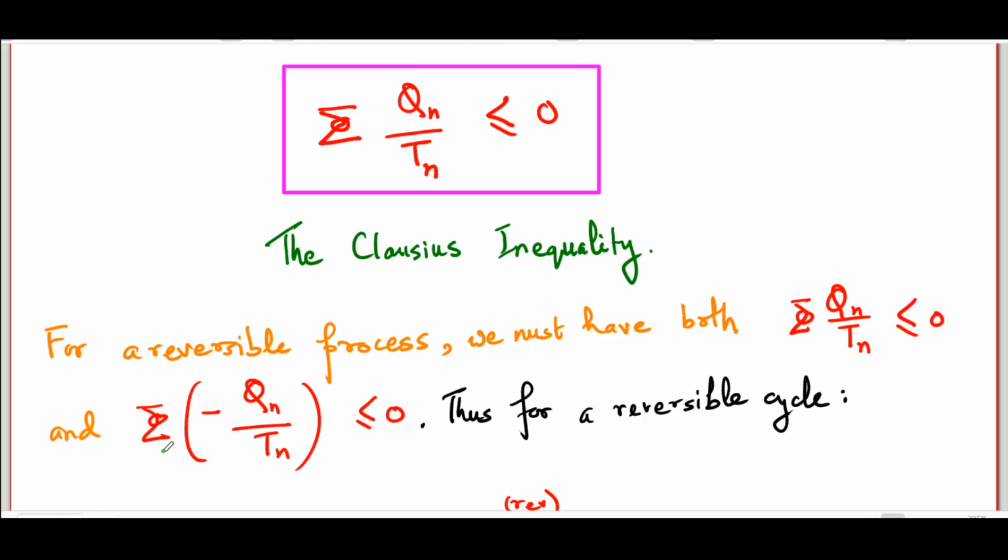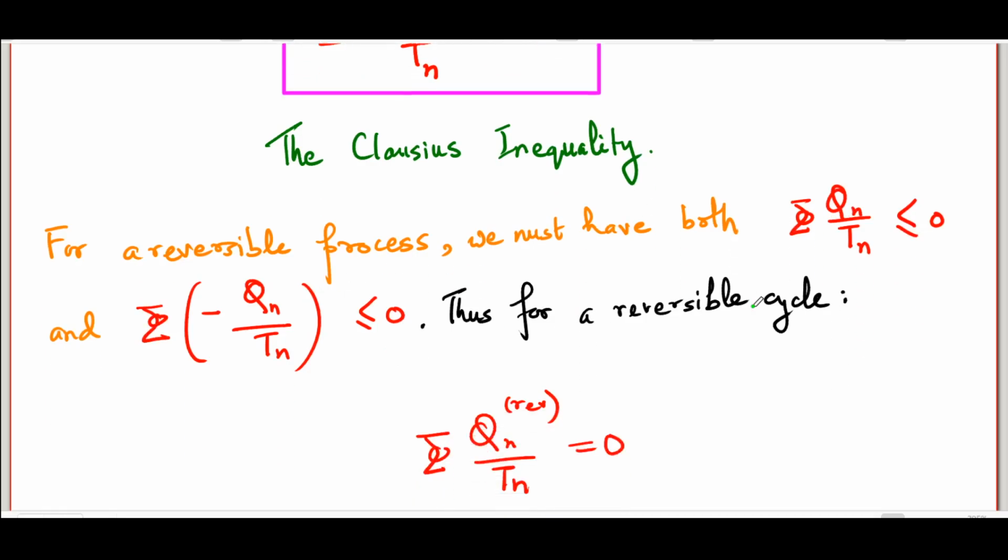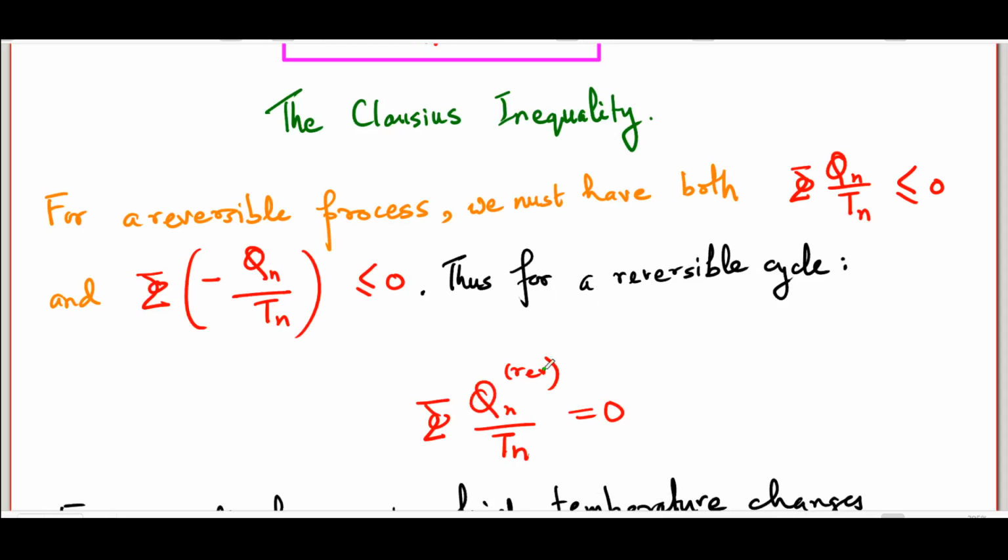But at the same time, you would also have, for the reverse process, which is also a possible process, sum over all the reservoirs of minus Qn by Tn is also less than or equal to 0. Now, both of these can be true at the same time only if this sum happens to be 0. So, for a reversible cycle, we have this special result that Qn by Tn added up over the entire cycle must give you 0.